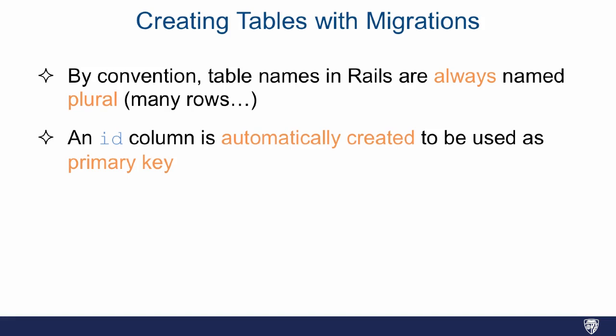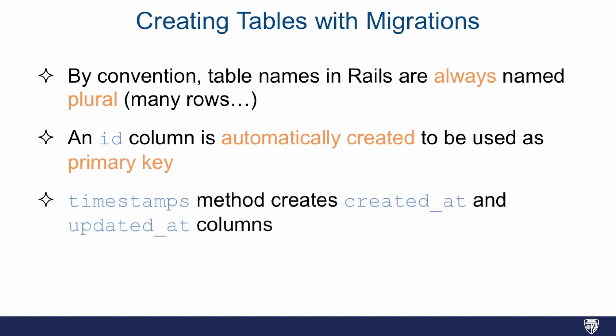Also, you're going to have an ID column which is automatically created and used as a primary key. It's a good idea to pretty much always have a primary key on your database table. And why not just call it ID? That's what Active Record assumes, that you have a primary key in the table and the primary key is called ID, and it automatically adds a primary key for you.